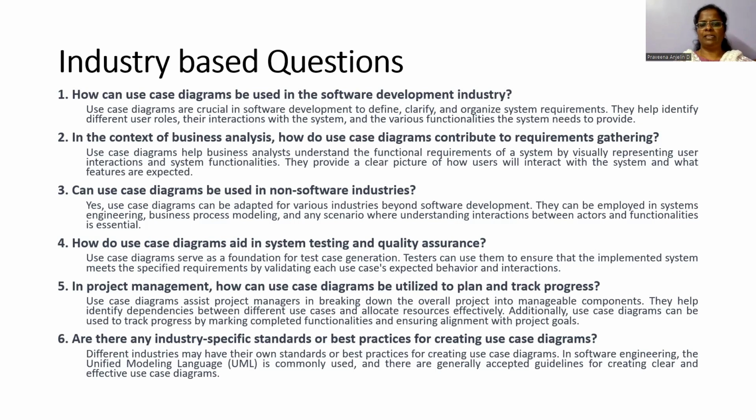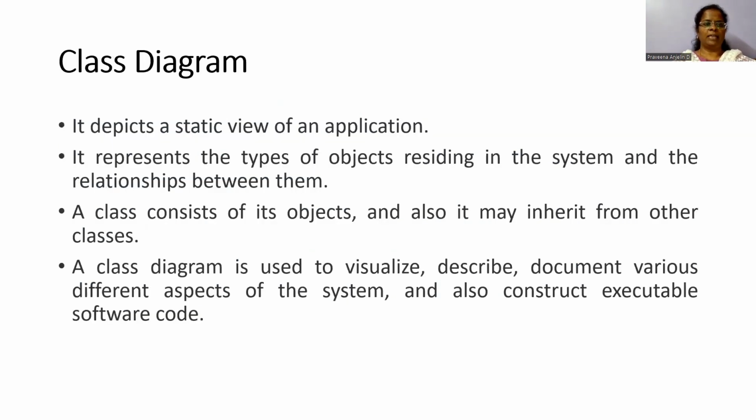But in software engineering, that is in software development, we are using UML, that is the Unified Modeling Language. So it has its accepted guidelines. So obviously in software engineering, we are using this. For other industries also, as we discussed, it can be used. Okay, this is regarding the use case diagram. Next, we'll go to the class diagram.